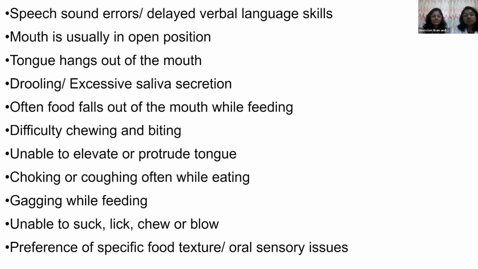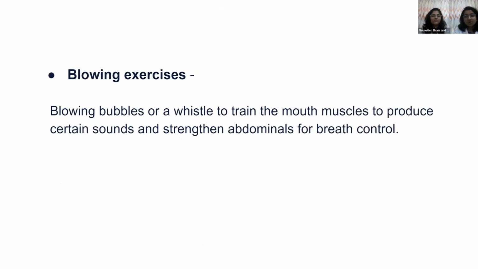So as I've told, blowing is one thing that we focus on in oromotor exercise or the vegetative skills as such. So here we would strengthen the structures or the articulators to improve blowing, because if we carry out activities to improve blowing, this will in turn improve the speech as well as aid in the swallowing. So we could ask them to blow bubbles or a whistle to train the mouth muscles to produce certain sounds, and this would also help them to strengthen the abdominals for breath control.